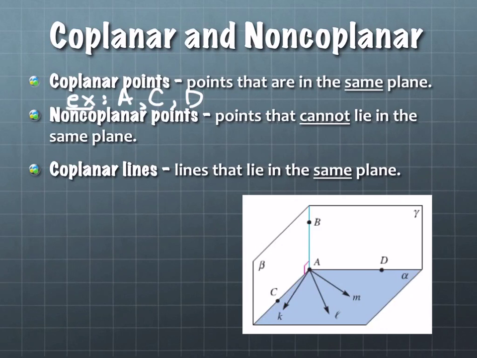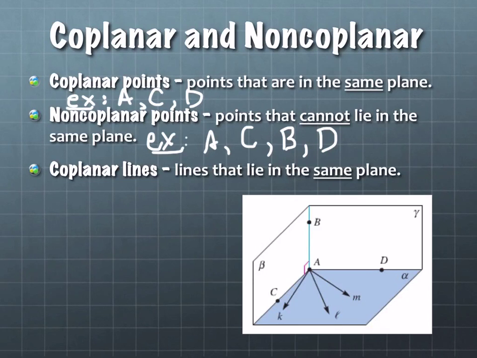Okay, can you give me one additional point then that would be not coplanar that's in our diagram? B is one of them. So if we did A, C, B, and D, those are non-coplanar points.